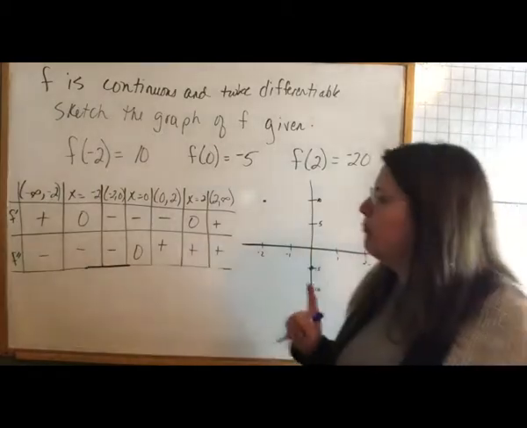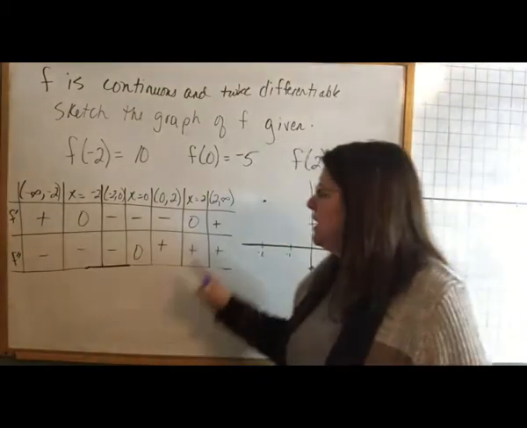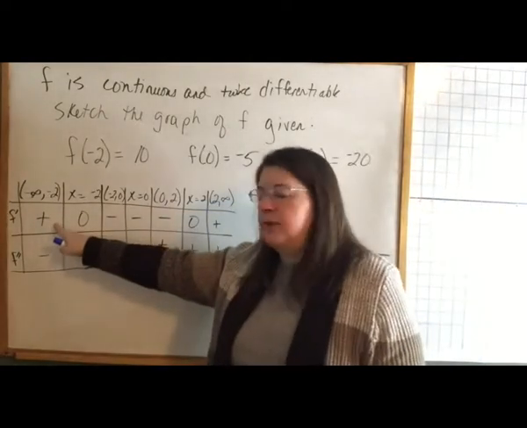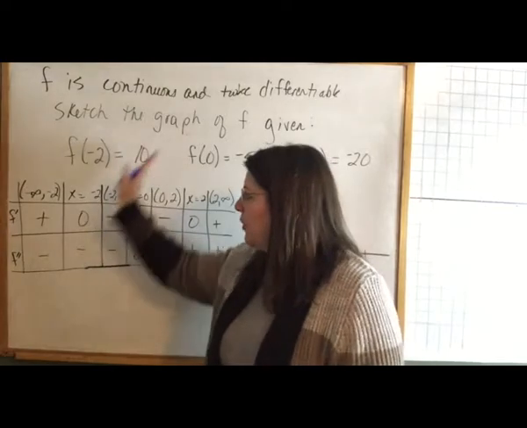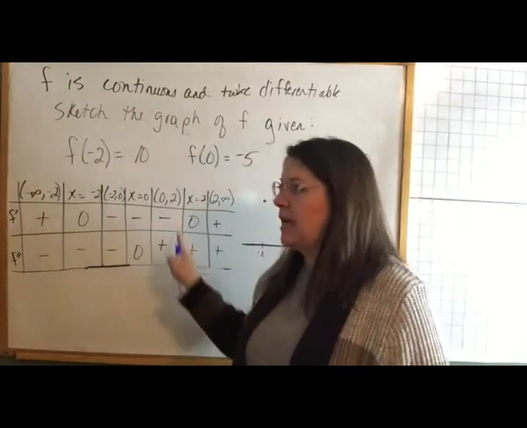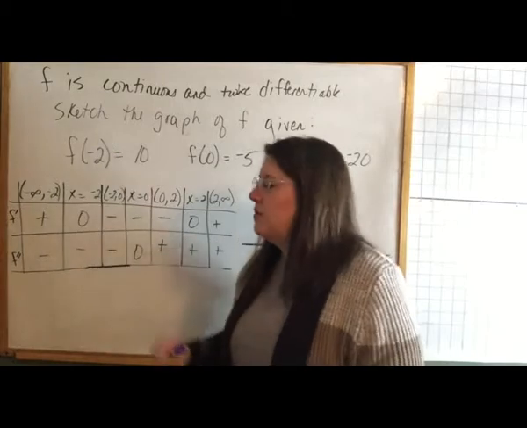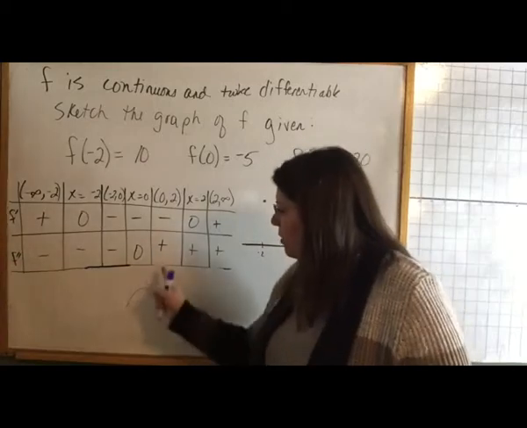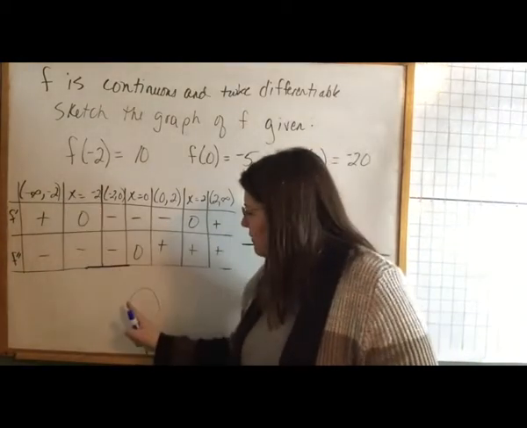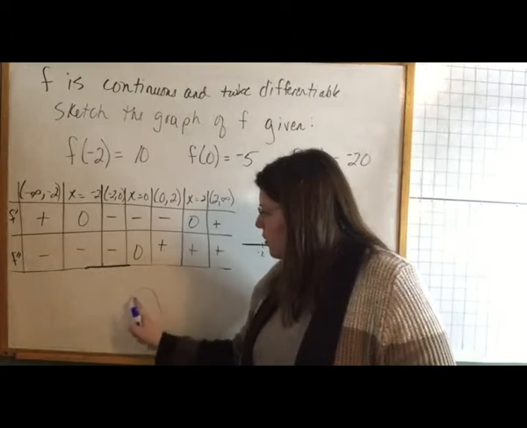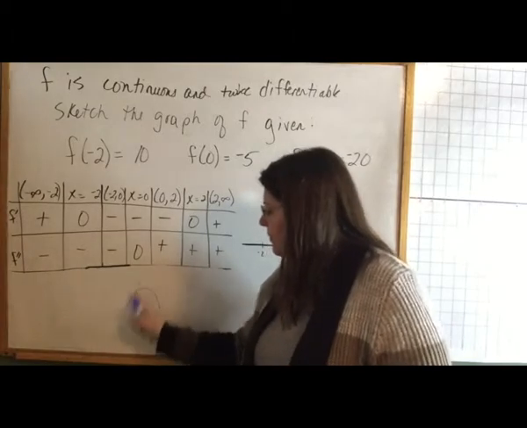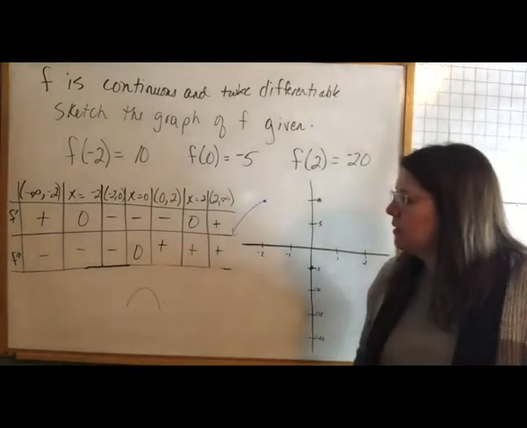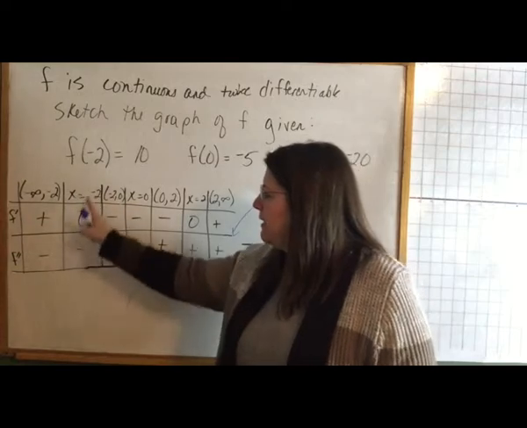f prime on the interval negative infinity to negative 2, so to the left of negative 2, f prime is positive. It has a positive slope, but it's concave down, meaning concave down, like that, okay? So if it's concave down with a positive slope, that means to the left of negative 2, it's going to be looking like this side of a curve, okay?